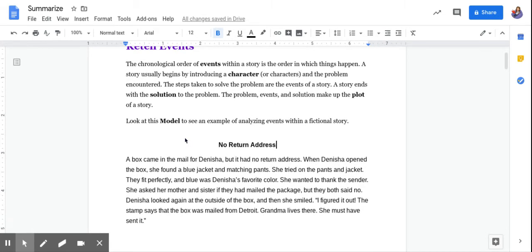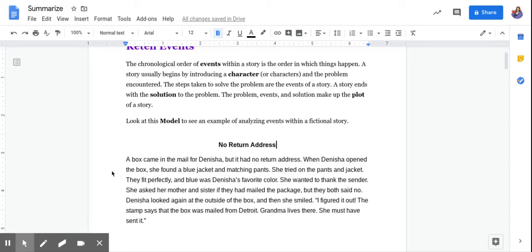So I will read this short story. It's called No Return Address. And as I read, I'll be thinking about who my character is, what my character wanted, but what was the problem, and how they solved this problem, and how the story ended. So as I'm reading, you're just following along on the screen.